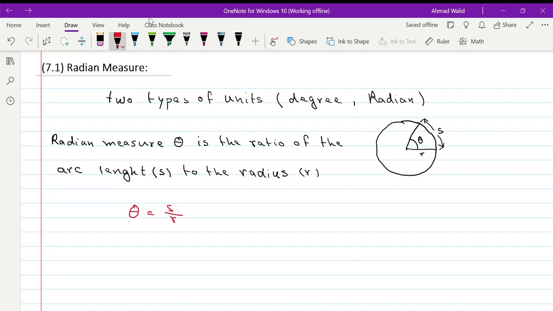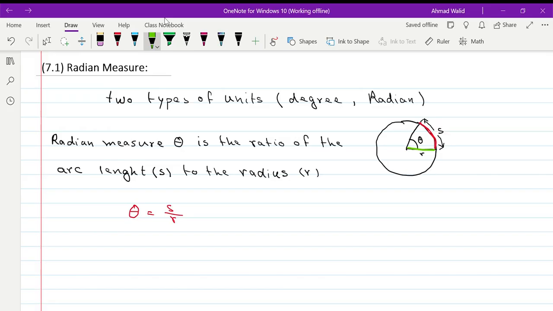If you divide your arc length, it means from here to here. This is my arc length, whatever that arc length is. By what? By the radius of the circle, this R. It gives you the measure of the angle in radian.